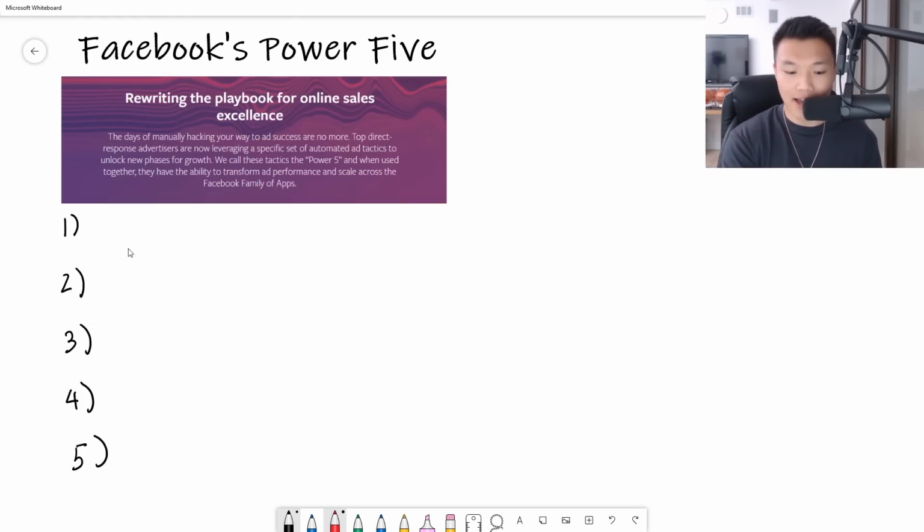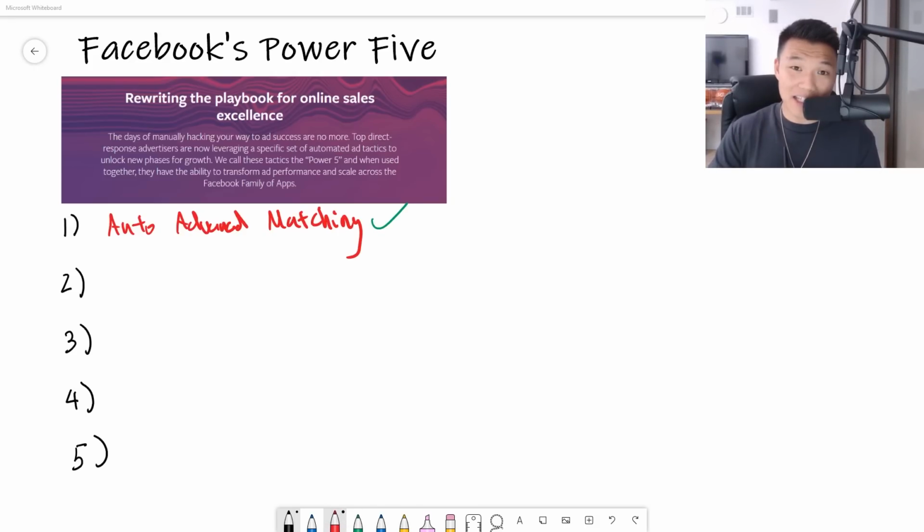And the first one is called Auto Advanced Matching. And this is actually something that is very powerful. And this came about even before Power 5. So this is something that gets my stamp of approval. What Auto Advanced Matching does is increases the number of attributed conversions. So ad manager is going to start recording more sales. And also it's going to increase the sizes of custom audiences. And finally, it should decrease the cost per conversion and get you a higher ROAS because you are collecting more data.